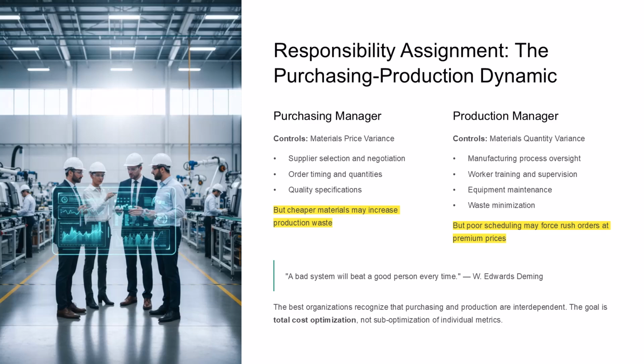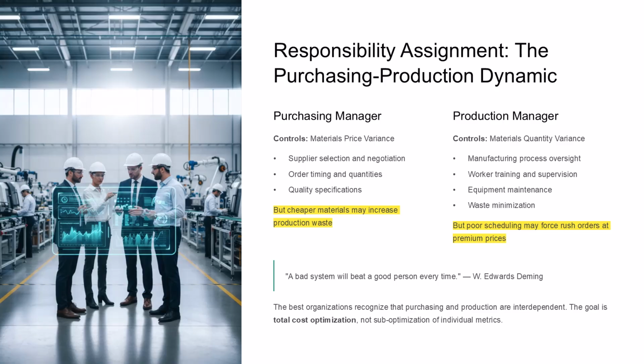The goal is total cost optimization, not sub-optimization of individual metrics. This is where leadership comes in. As a manager, you can't just hand someone a variance report and demand explanations. You need to understand the context, ask thoughtful questions, facilitate dialogue between departments, and look for systemic issues.